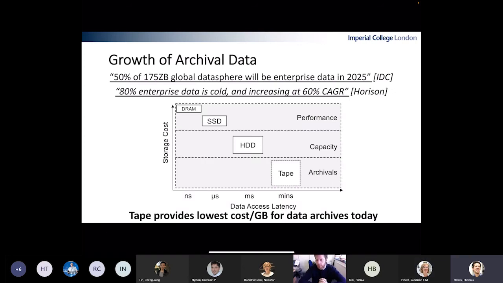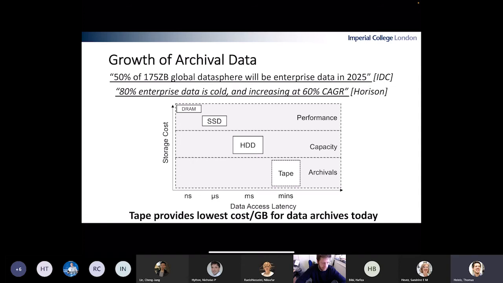Sorry, so we basically store archival data, and a lot of the data we produce today, we store on tape and disk. But if we are to store this for hundreds of years, or just even 80 years or 60 years, then we probably need to migrate this, right?